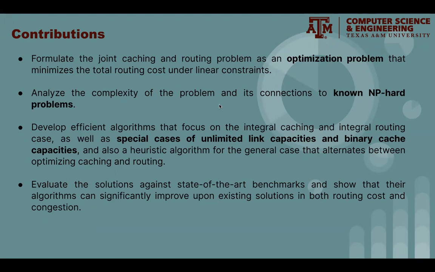The next one is the main part. They describe how they develop efficient algorithms that focus on the integral caching and integral routing case, as well as special cases of unlimited link capacities and binary cache capacities, and also a heuristic algorithm for the general case that alternates between optimizing caching and routing. After that, they evaluate the solutions against some current benchmarks and show that their algorithms can significantly improve upon existing solutions in both routing cost and congestion. So next.